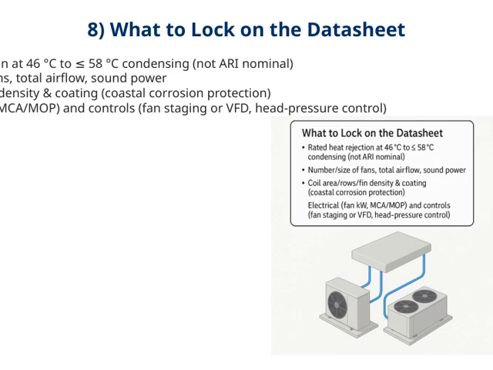Finally, review the electrical specifications, such as the fan kW, MCA, and MOP ratings. Also, consider the controls, like whether the system has fan staging, variable frequency drives, or head pressure controls, because these features can optimize efficiency and performance. All these factors are crucial because they directly connect to the overall reliability, efficiency, and longevity of your HVAC system. Locking onto these details during the datasheet review helps ensure you select the equipment that best fits your application's needs.